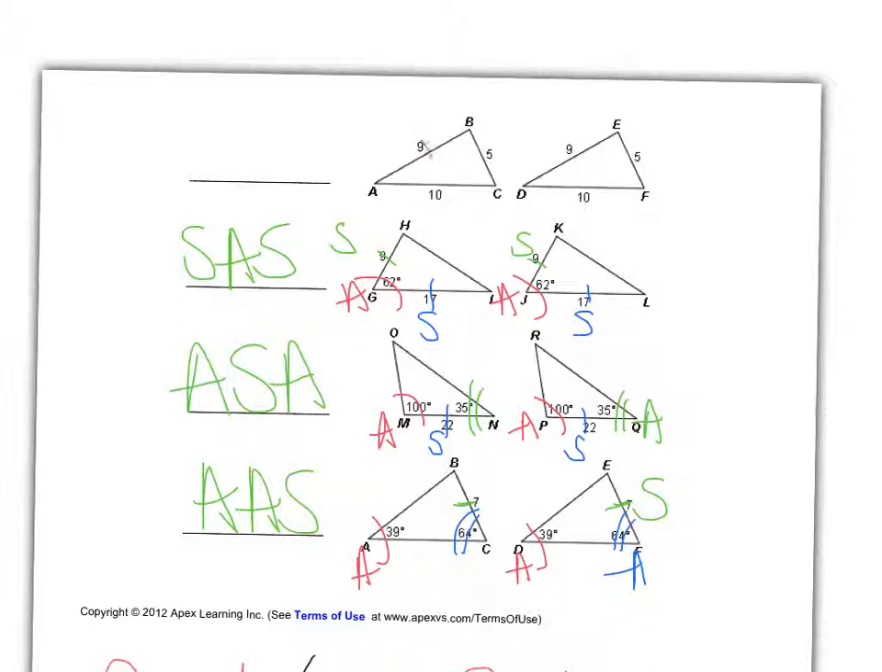Look at the last one. I have a 9 and a 9, which is a side. I have the 10 and the 10, which is another side. And I have the 5 and the 5, which is another side. So this is the side-side-side postulate.